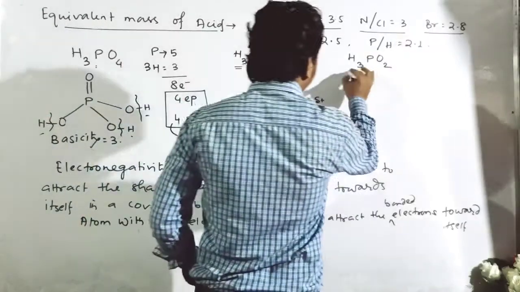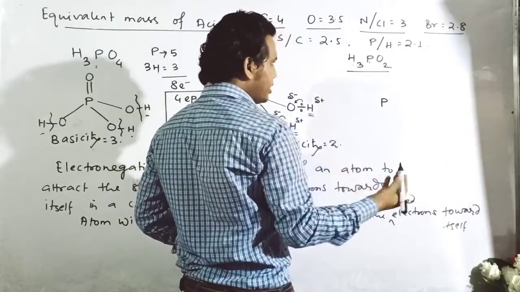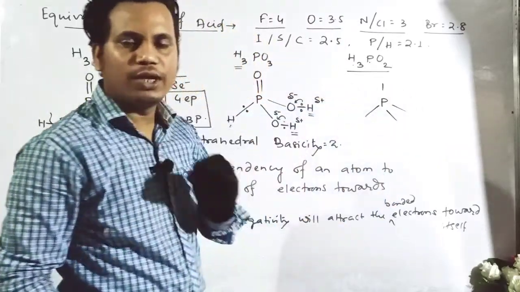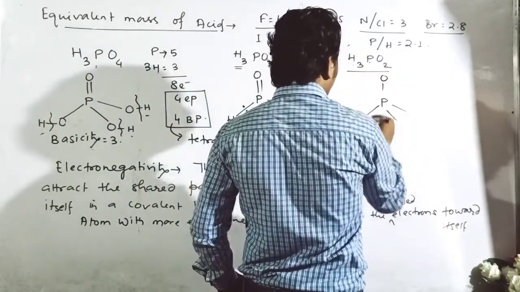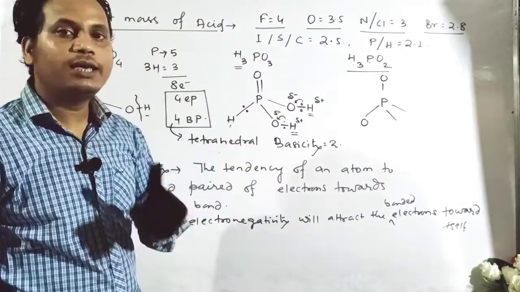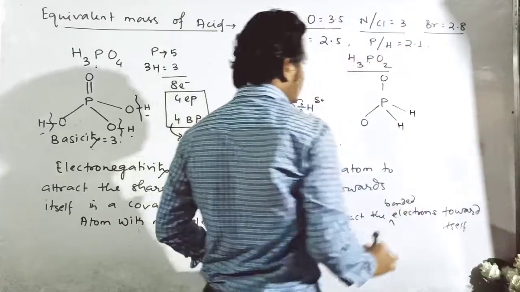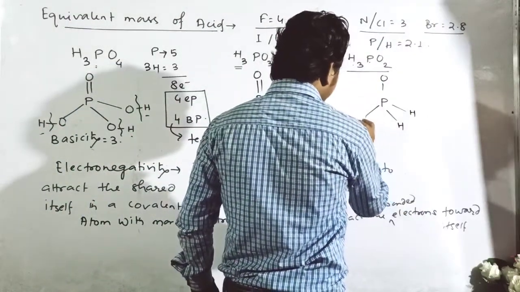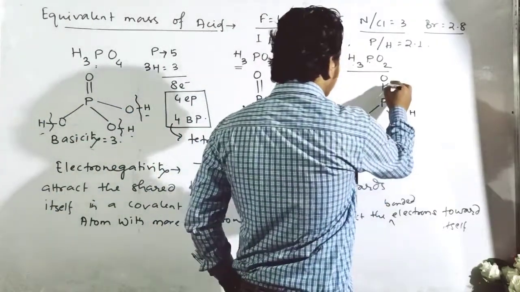Now check for here, H3PO2. Shape is same, 5 plus 3 is 8, tetrahedral. Now first fill up the bond with oxygen. How many oxygen? 2. 1, 2. Second, remaining bond should be filled up by hydrogen. How many hydrogen? 3. 1, 2. One more hydrogen you can give with oxygen, because oxygen makes a double bond. So it is balanced.